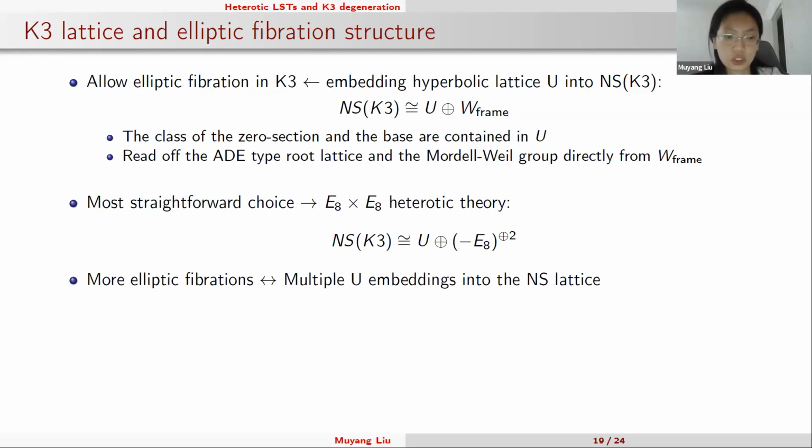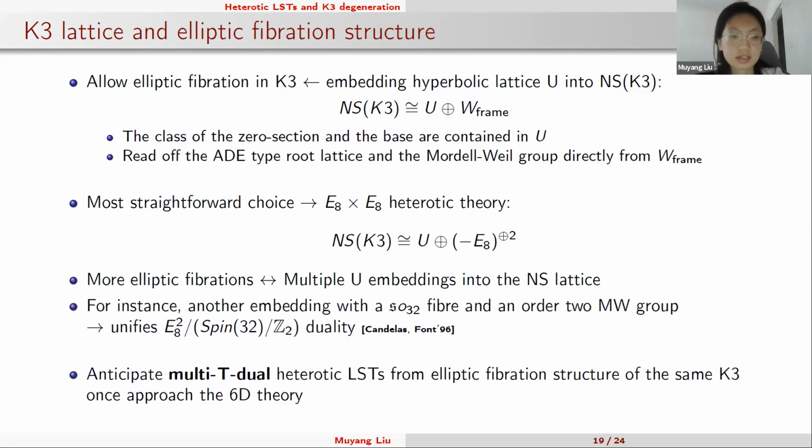Let me give a very straightforward case. Say we want to consider the E8 cross E8 heterotic series, then we simply pick the decomposition of the NS lattice into these forms. One naturally anticipates that if we consider multiple U embeddings into the NS lattice, we can obtain more fibrations. For instance, another embedding with the SO(32) fiber and the other two moduli groups will give you the Spin(32) over Z2 series. This unifies the series naturally in the K3 lattice language.